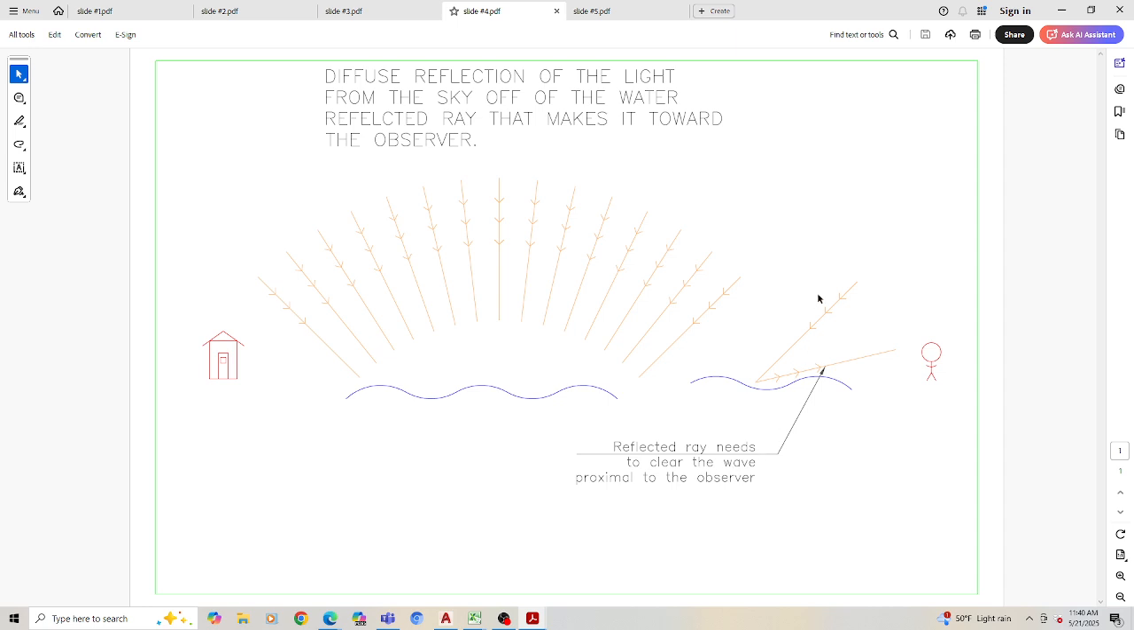One other thing, this light ray that reflects will also have to clear the height of the wave that's proximal or closer to the observer. So there's a point where some of this light rays are going to get blocked, and therefore some of the low angle light rays are going to get through. It's all going to be about these low angle calculations, which I can understand. I don't know if I can communicate any better to anyone who's paying attention to this.